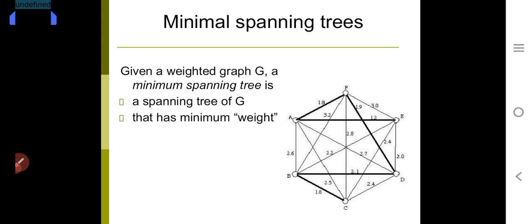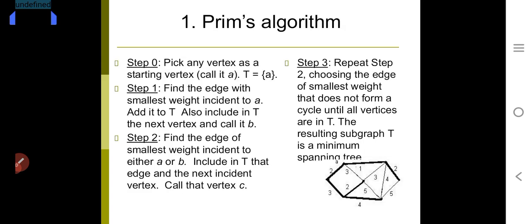How to find the minimal spanning tree value? It is based on two algorithms, that means two basic methods. These are known as Prim's algorithm and Kruskal's algorithm. Now we see the steps to find the spanning tree in Prim's algorithm.